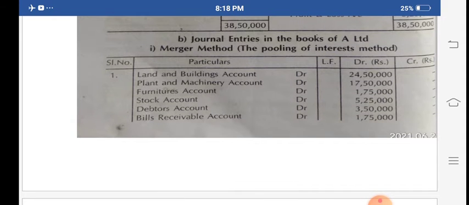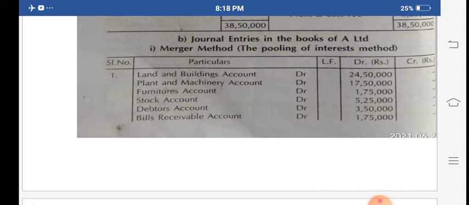Okay, so like this you have to prepare this account, and now you have to pass the journal entries. You know how to pass the journal entries, because the format is already given to you. The first transaction is related to what I told earlier. There is no need to pass all the journal entries, you should just know which entries are needed. In this problem we will see how many transactions we have to pass.